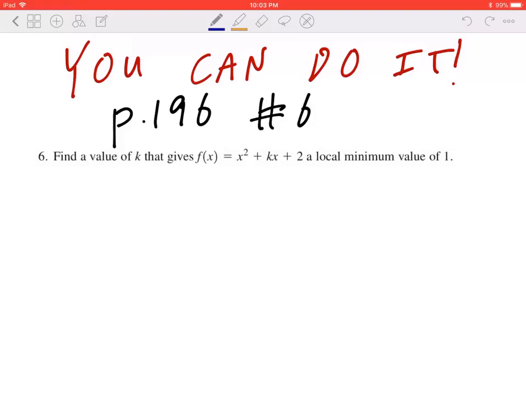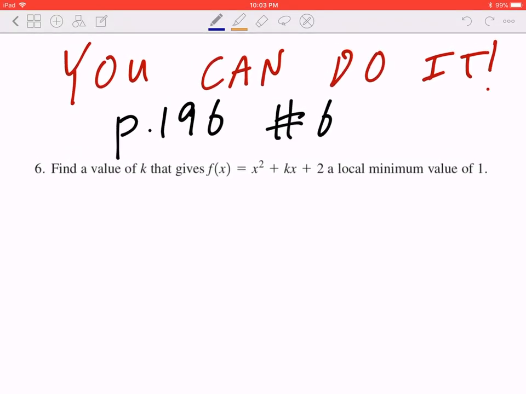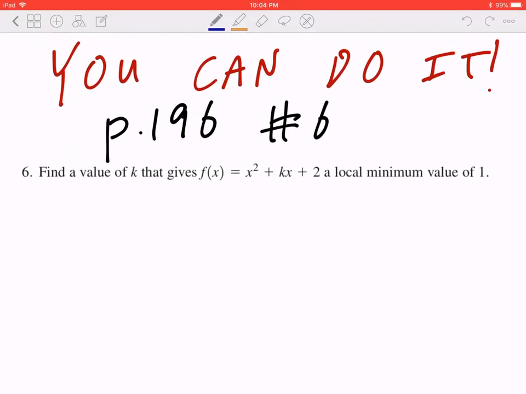Hi everyone. Let's take a look at number 6 on page 196. Find the value of k that gives the function f of x equals x squared plus kx plus 2 a local minimum of 1.